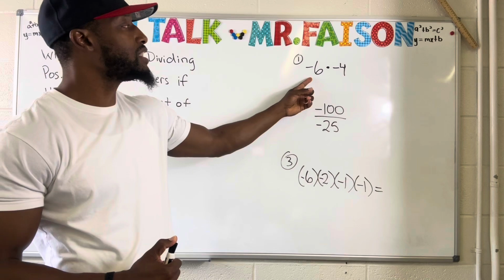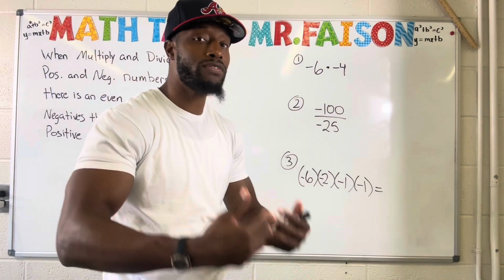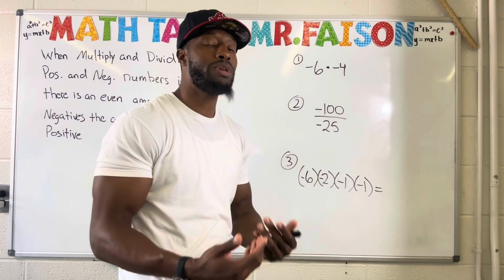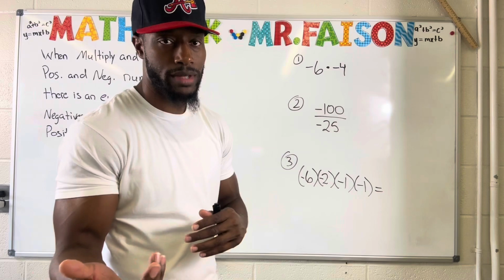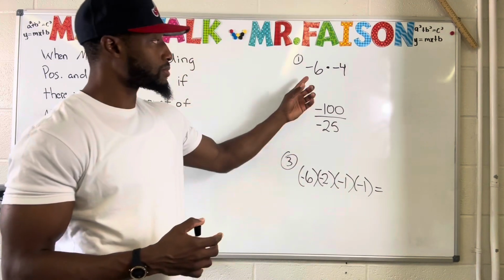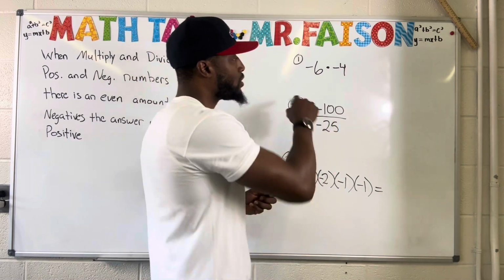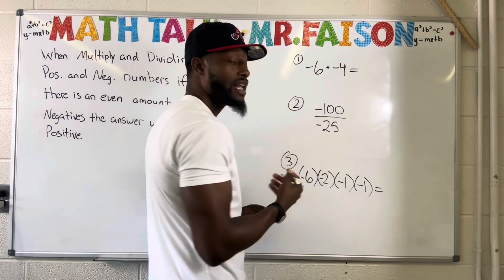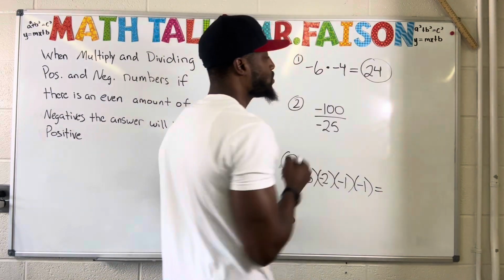So we have negative 6 times negative 4. We said if there's an even amount of negatives, then the answer will be positive. Remember, even numbers are 2, 4, 6, 8, 10, 12, and so on and so forth. Negative 6, negative 4, we know that's an even amount because it's 2. So we understand our answer is going to be positive. 6 times 4 is 24. It's going to be a positive 24.